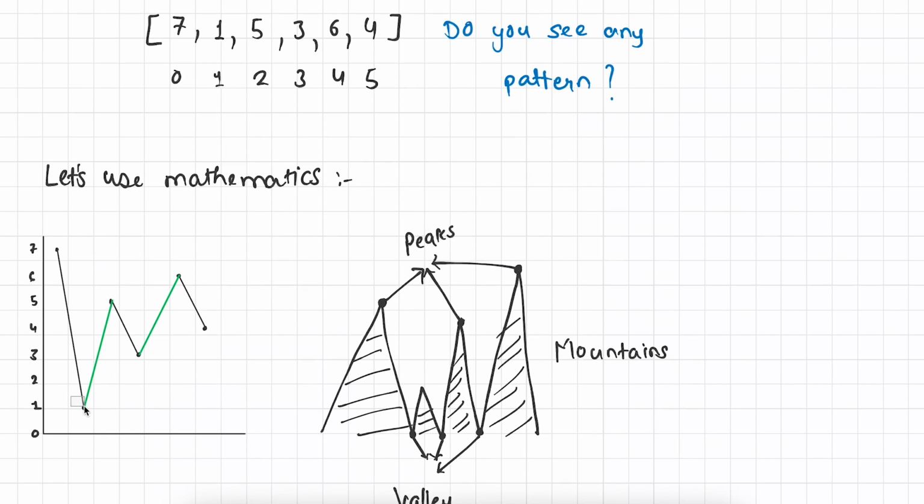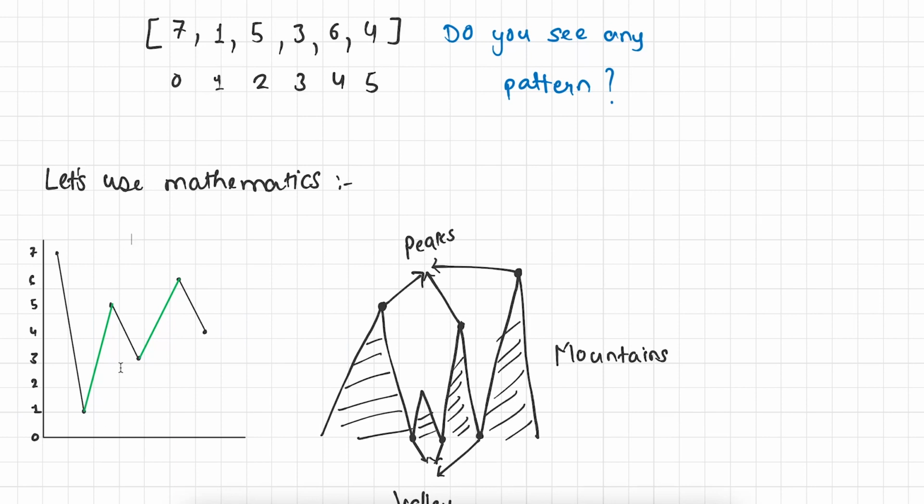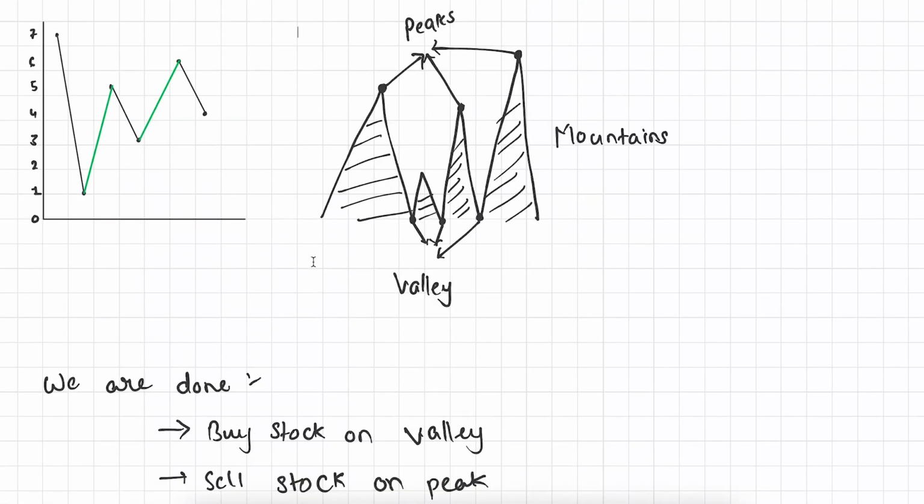Let's say here the stock price is 1 and here the stock price is 5. So if you subtract 1 from 5, you get a profit of $4. And here on this valley the stock price is $3 and here it is $6. If you subtract 3 from 6, you get a profit of $3. And if you add both the profits, you get a profit of $7. Right? So we are done. We just have to find valleys and peaks. And that's how we are going to solve this problem.